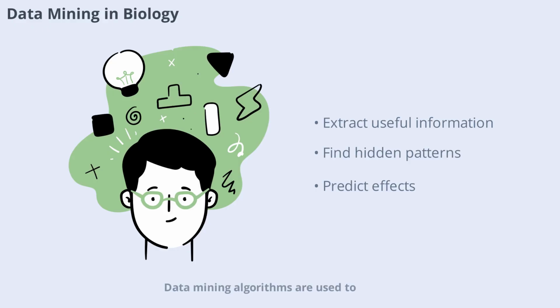Data mining algorithms are used to extract useful information from large biological datasets. These algorithms can uncover hidden patterns, relationships, and trends that might not be obvious at first glance. In biology, data mining is used to find gene-disease associations, discover new drug targets, and predict the effects of genetic mutations. By sifting through vast amounts of data, these algorithms help researchers make new discoveries.